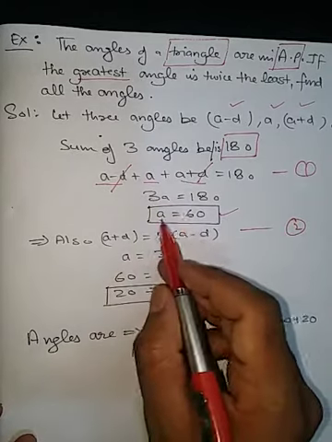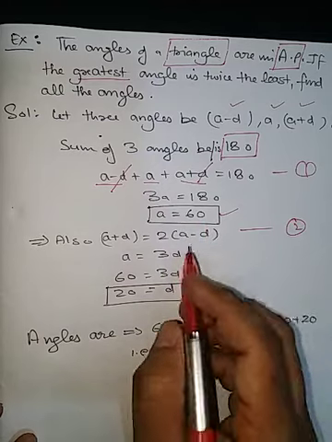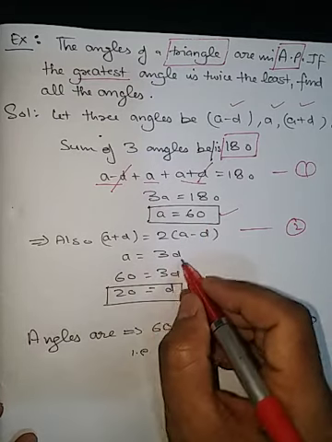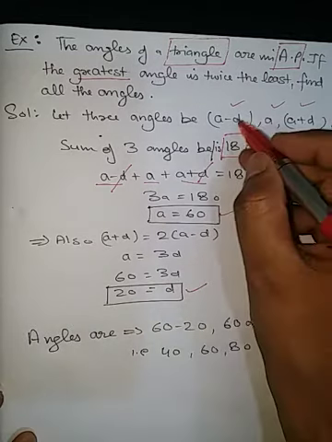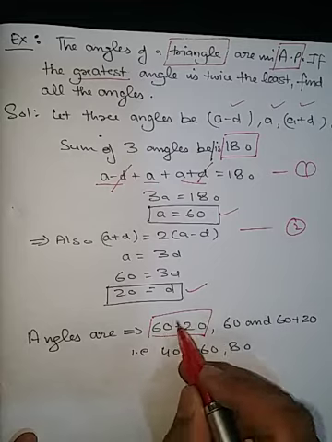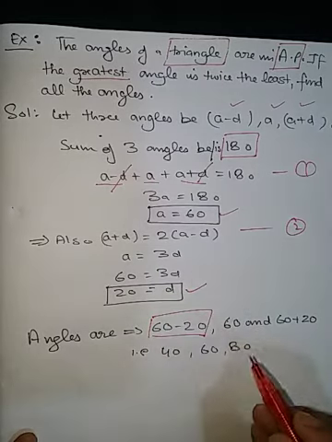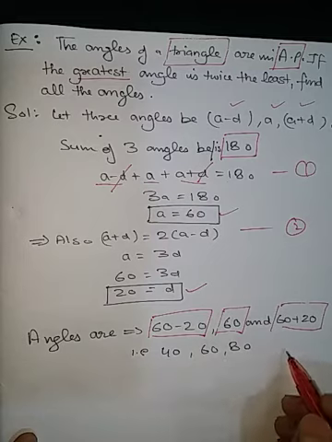So A we have got, put the value of A equals 60. On solving this, D will be equal to 20. Now the angles which we have assumed are A minus D, A, A plus D: 60 minus 20, 60, then 60 plus 20. So these three values we have got.